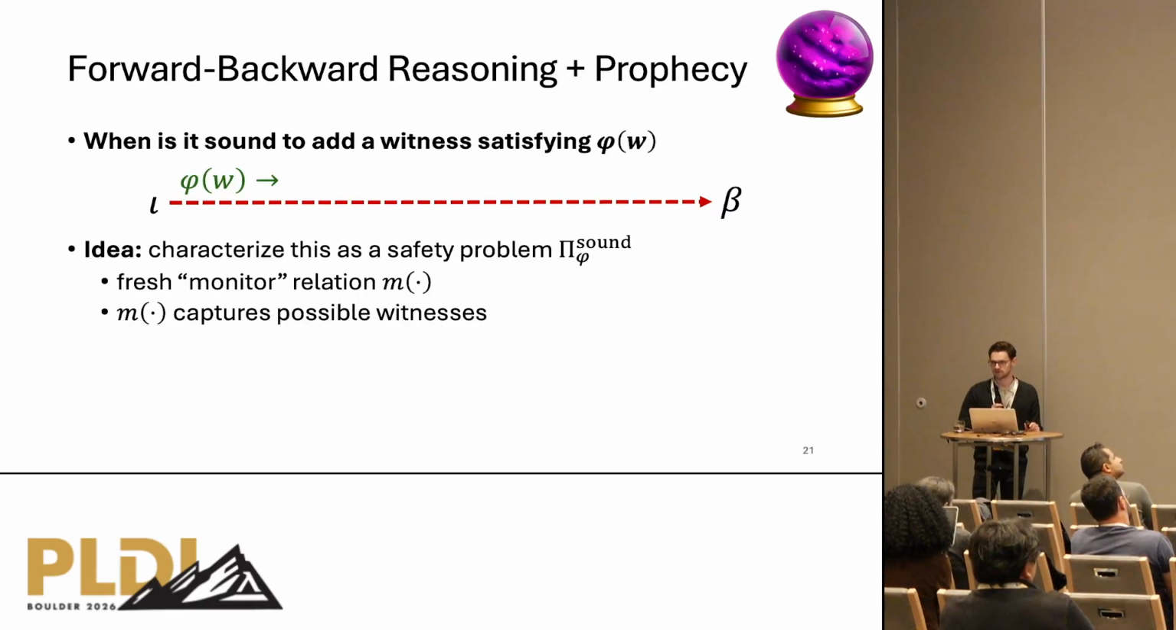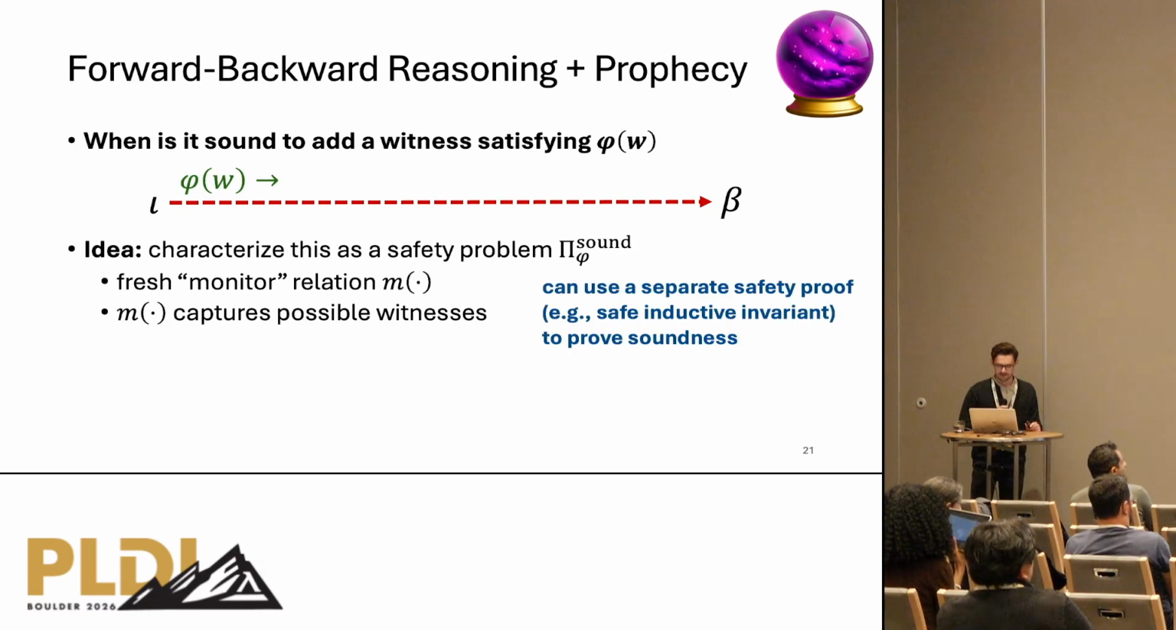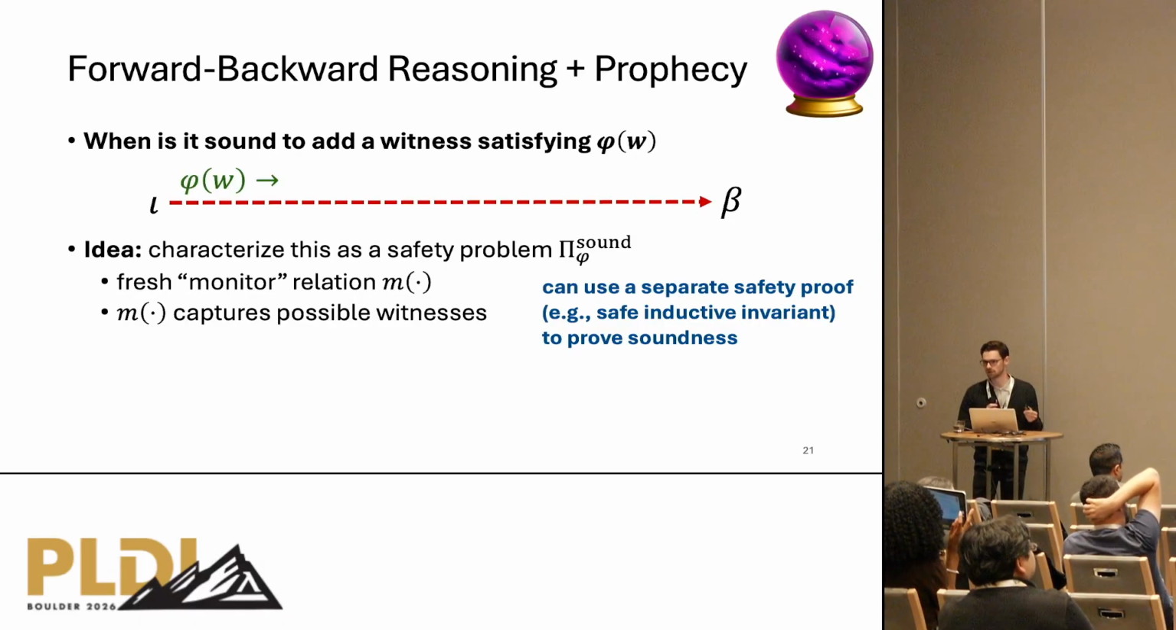So as another safety problem, if you prove its safety, this means that you are allowed to add this kind of prophecy. And intuitively, we do so by introducing a monitor relation that keeps track of possible witnesses and making sure that this relation is never empty. And now you can use a separate safety proof to prove that this prophecy is sound, and then you can continue with your incremental proof.